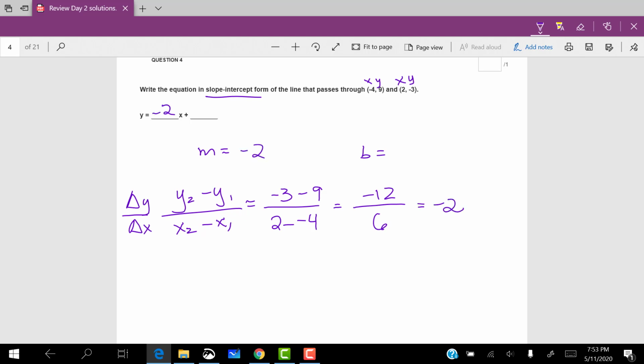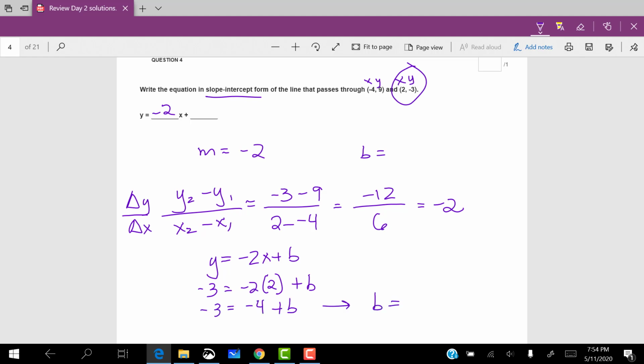That's my slope. To find the y-intercept, I can choose either point. I'll go ahead and choose this one. I don't know, it just seems easier. Either one would be fine. So I know my line is y equals negative 2x plus b. And to find that b, I'm going to put negative 3 for the y and the 2 for the x and find the b that makes this true. So I know my b must be 1. y equals negative 2x plus 1.